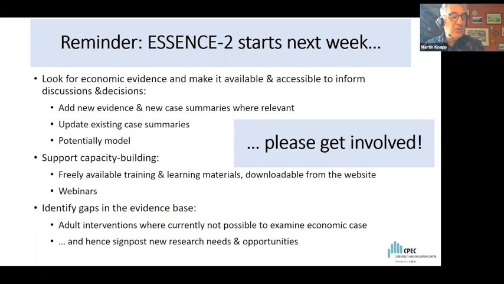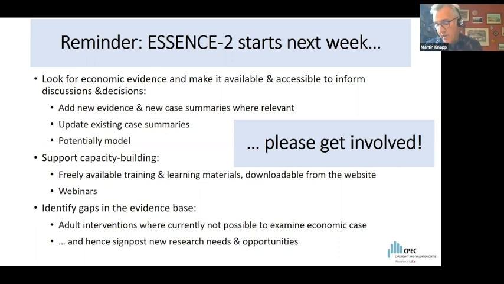We will try to summarize it in a way which people can then find helpful. We will prepare some case studies, case summaries, rather, where that makes sense, where there's enough evidence to justify that, if you like. We are feeding into the capacity building role of the School for Social Care Research in providing training and learning materials. We'll run webinars like this.